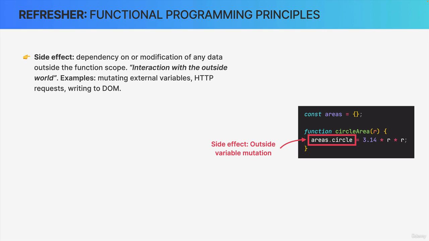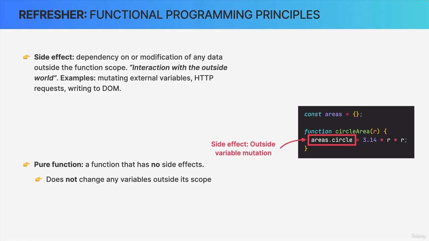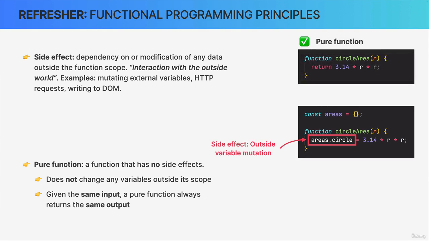The other important functional concept is pure functions, which are basically functions without side effects. So basically, these are functions that do not change any variable outside their scope. Also, when we give a pure function the same input, it will always return the same output. For example, this function is clearly a pure function, because if we give it the same argument r, it will always give us the area of the circle based on that r value.